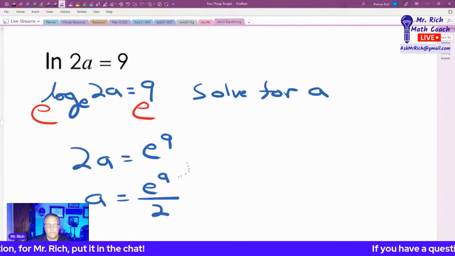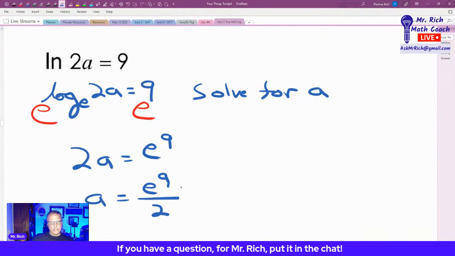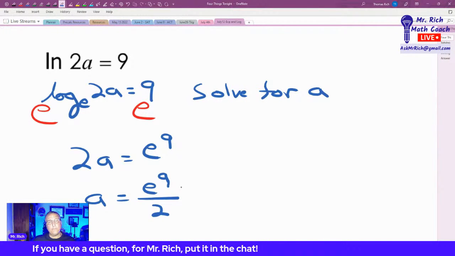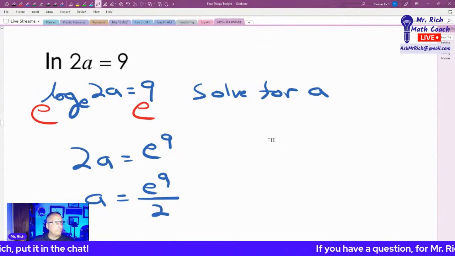That's my exact answer. If I wanted to use a calculator, I could go ahead and get an approximation, but I am not going to bother. That's not the point of the exercise. That is my exact solution, e to the 9th divided by 2.